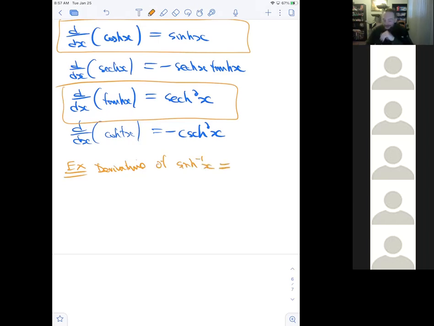We can use the formula. Inverse sinh is equal to, this is the natural log of x plus the square root of x squared plus 1.